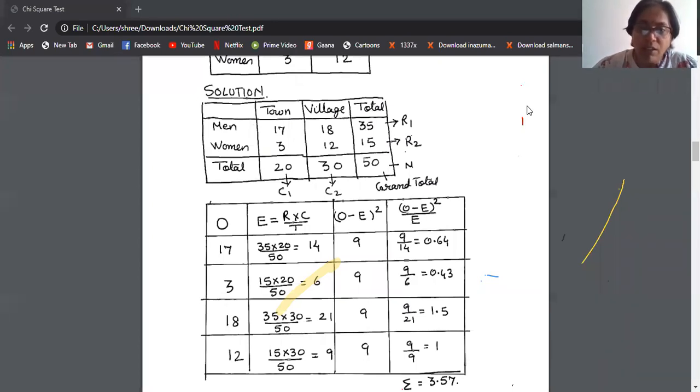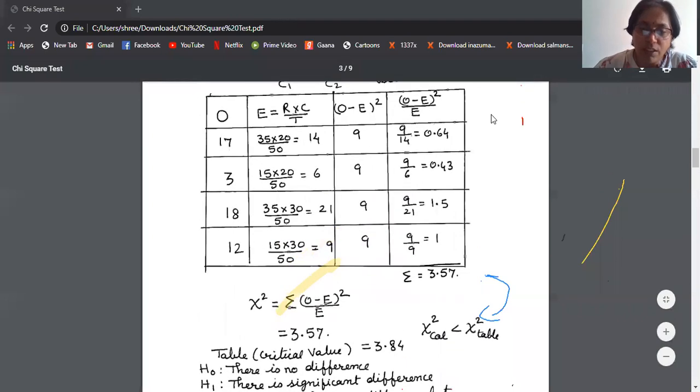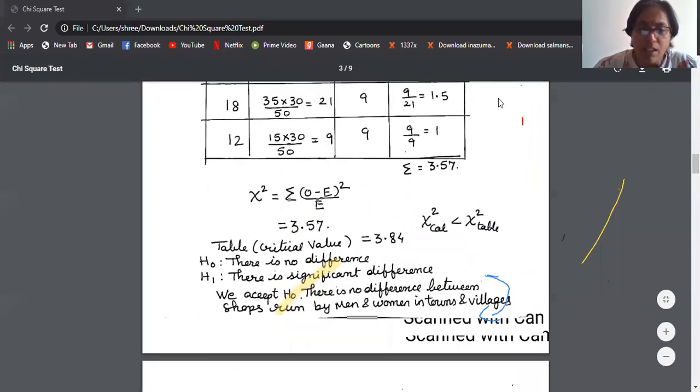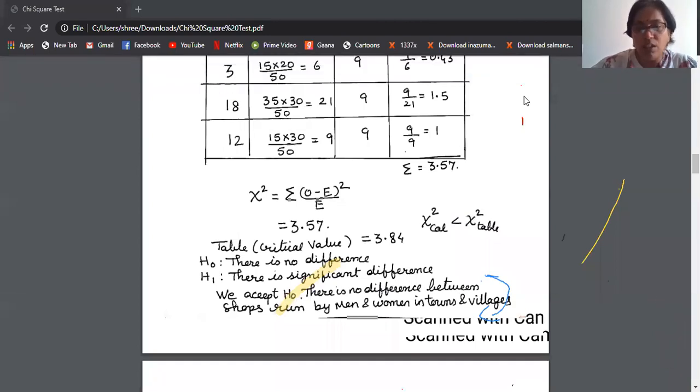So now the formula that we had was the summation of (O minus E) the whole square divided by E. So that is the addition of all of them, 3.57, and that is why our chi-square is 3.57. Now we have to answer the question that they have given us.